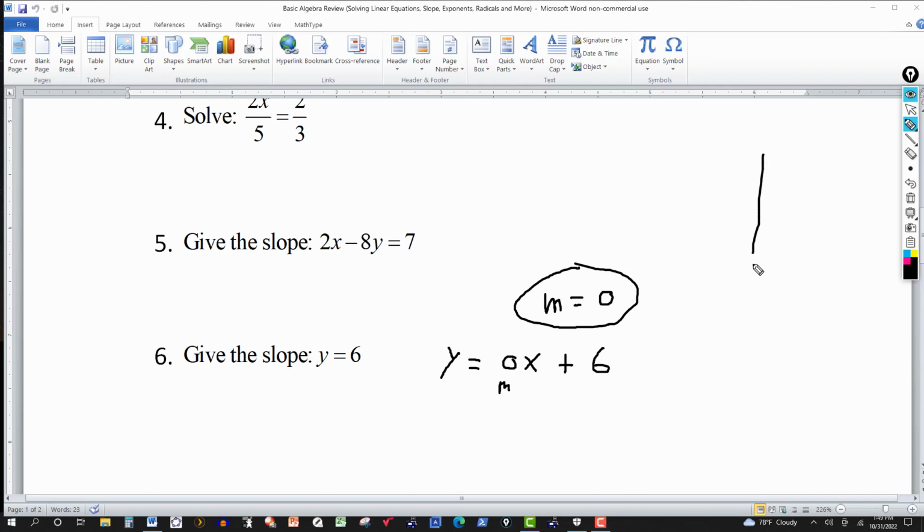If I were to graph this, the y-intercept would be 0, 6. So I go 6 units up here, and that would be a horizontal line. It's a horizontal line. Slope is 0.